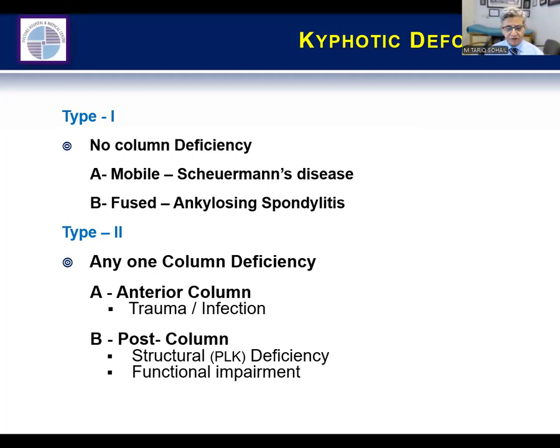And posterior column, there is a structural deformity which may be because of infection, may be because of post-laminectomy kyphosis or some other disease process in which the posterior column is not working, and there is a functional impairment in these patients. So one column which may be functionally not working adequately, or there may be a structural deficiency of one of the columns.